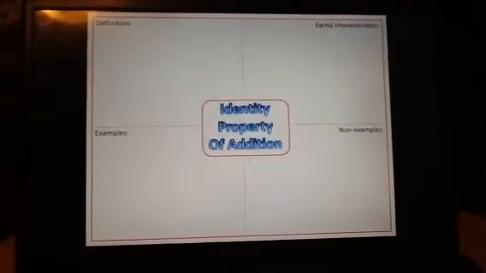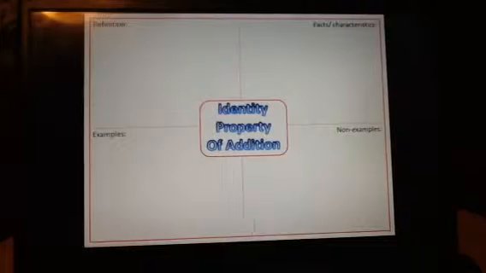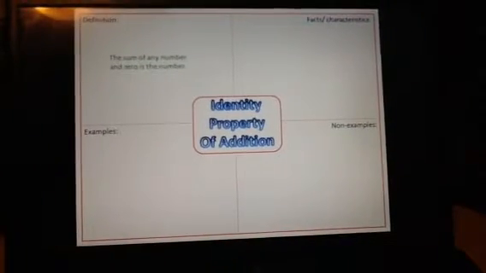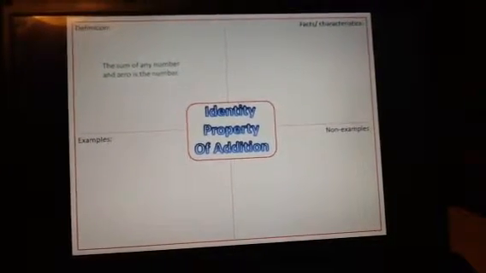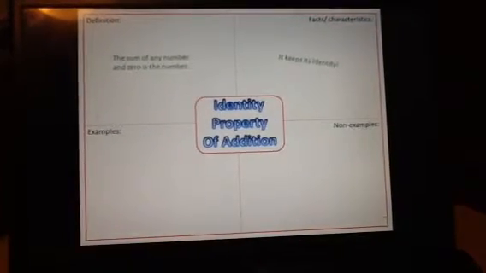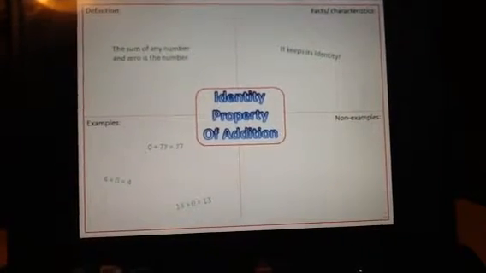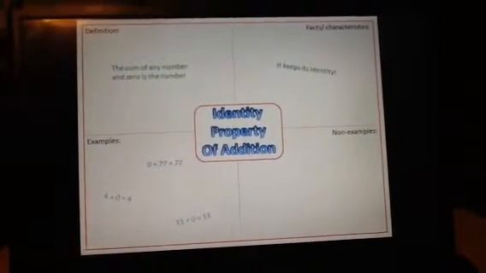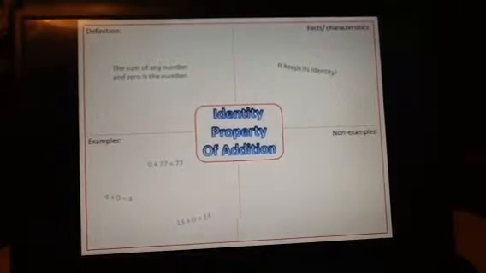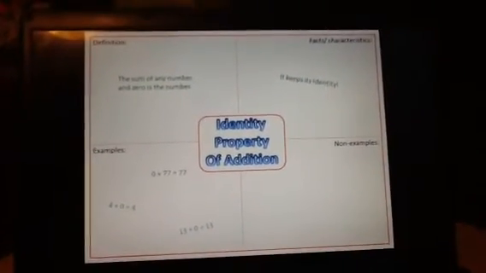Our first property is going to be the identity property of addition. The definition is the sum of any number and zero is the number. A few facts are it keeps its identity, and some examples are 0 plus 77 equals 77, 4 plus 0 equals 4, and 13 plus 0 equals 13.